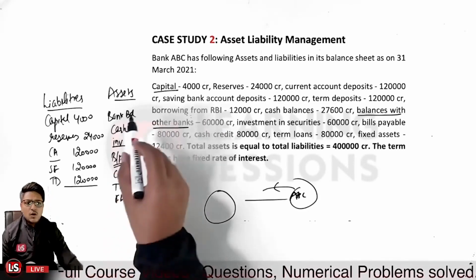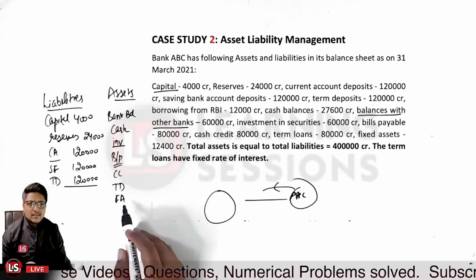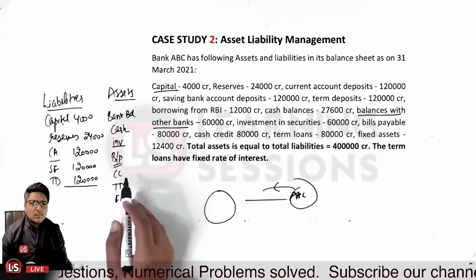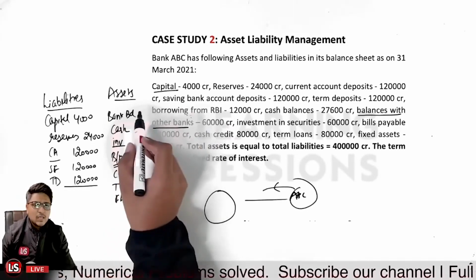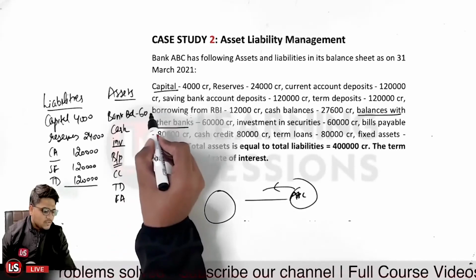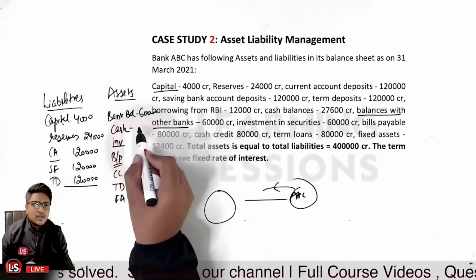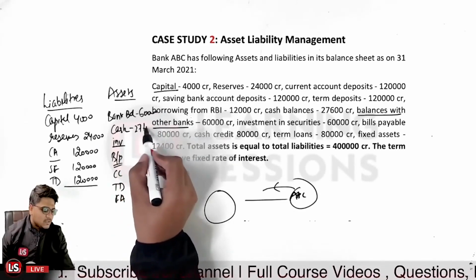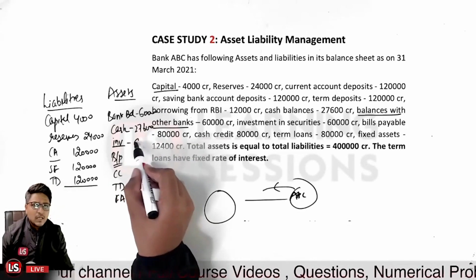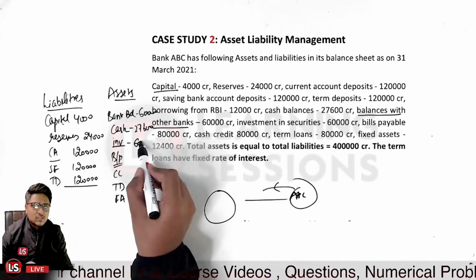Okay, so all are the assets over here. So let me write the components against them. So bank deposits are basically 60,000 crores. In cash, we are having 27,600. Investments are amounting to rupees 60,000 again. Investment in securities is 60,000 again.